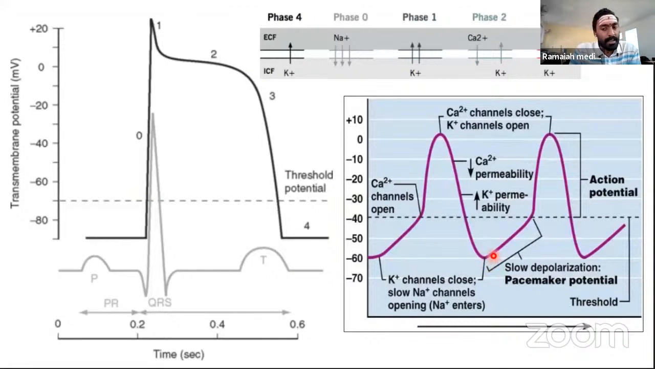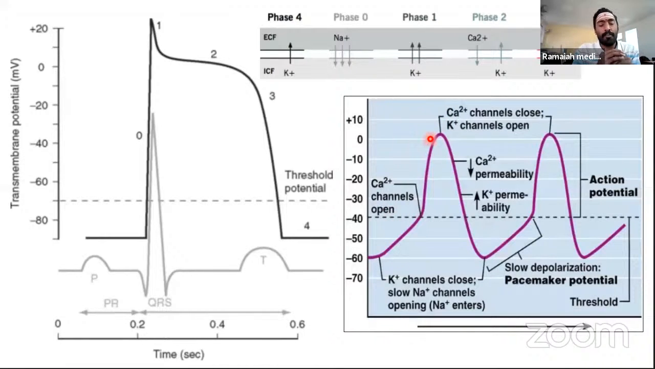So that is why it generates a current called a funny current. It's funny because the channel is opening when there is hyperpolarization or repolarization happening. And this funny current has its own implications. Once the cardiac resting membrane potential reaches about minus 40 to 45 millivolt, the calcium channel opens and there is rapid depolarization. Depolarization indicates there is an increase in the positive charges.